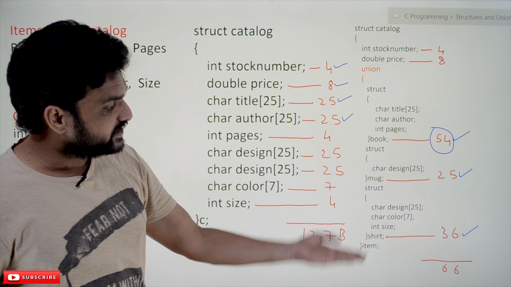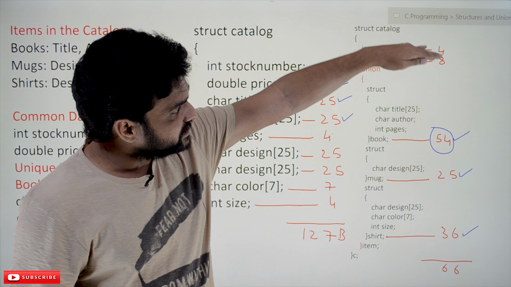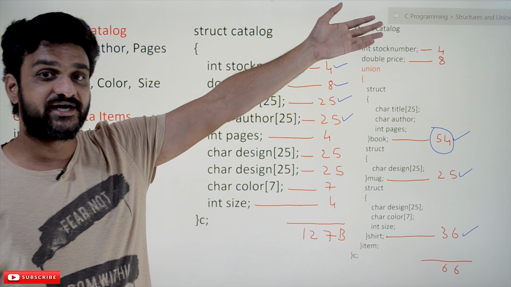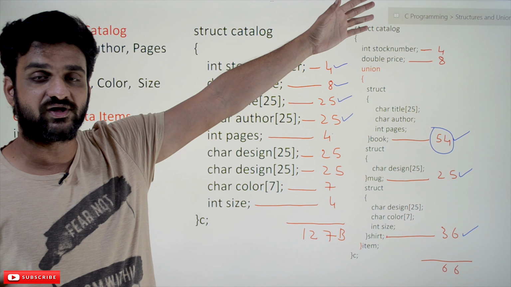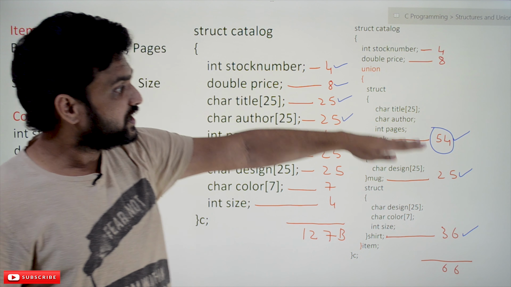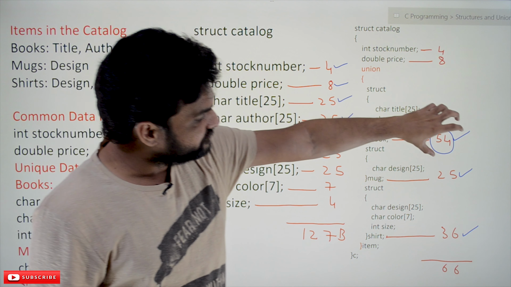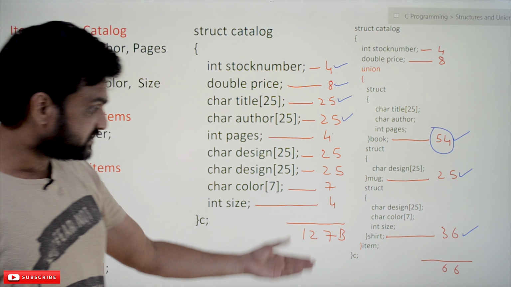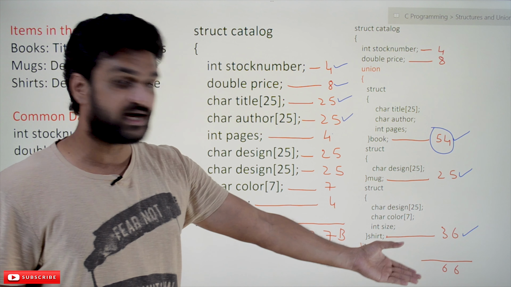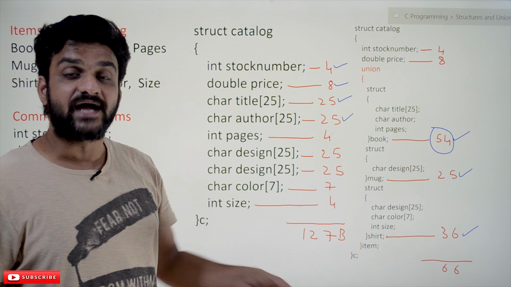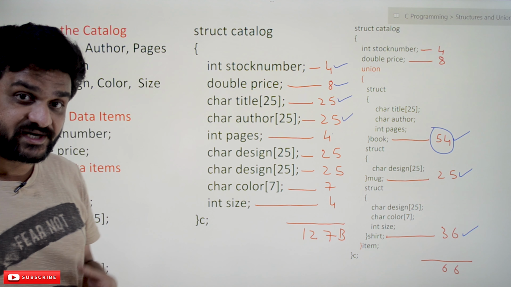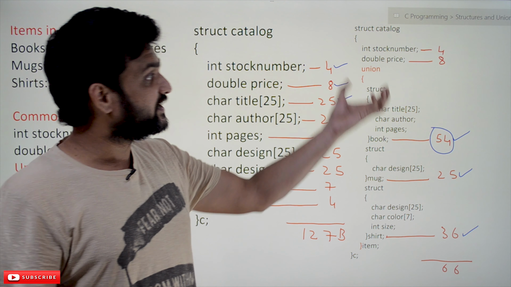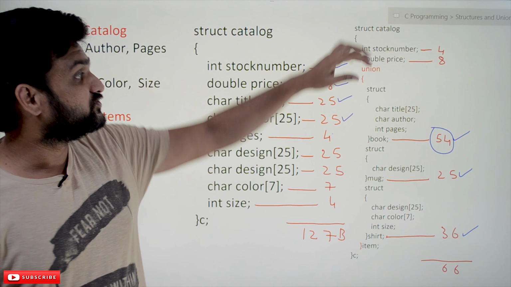Every time we are going to create an item, these 4 bytes and 8 bytes are common, because they are common for all the items, for books, mugs and shirts, for all the items these values are same, and the next memory space that will get allocated is 54. Total we are going to create 66 bytes of space, just half of it, 127, nearly half. Okay, so that is the use of unions. So if your requirement is in that way, if there is a possibility of categorizing the items in this way, then we can use unions.